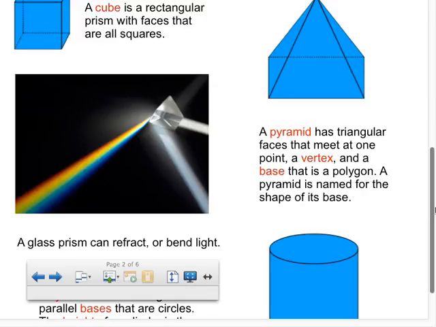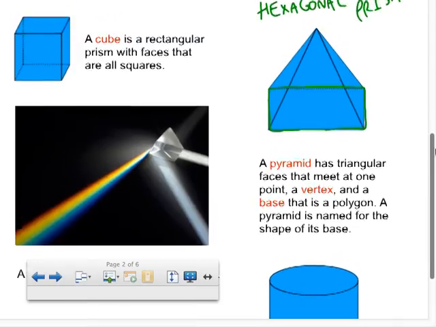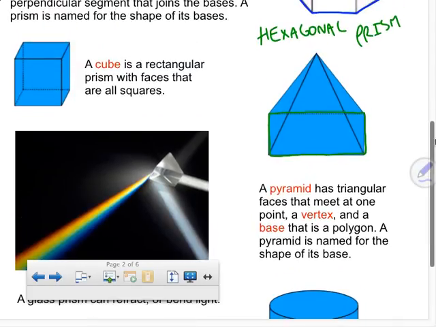Now, let's take a look at this. A pyramid, the sides are all triangles and they all meet at a vertex. The base, in this case, we have a base, and we're looking at this from an angle, so it's hard to tell if this base is a rectangle or if it's a square that we're just looking at from an angle. So since a square is also a rectangle, I'll go ahead and call this a rectangular pyramid.